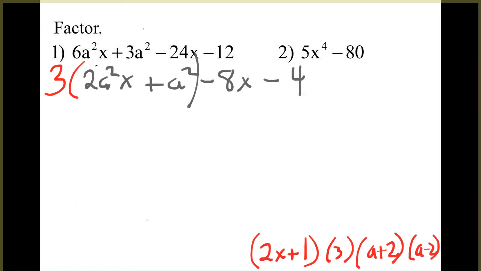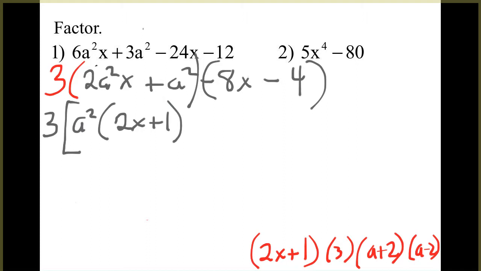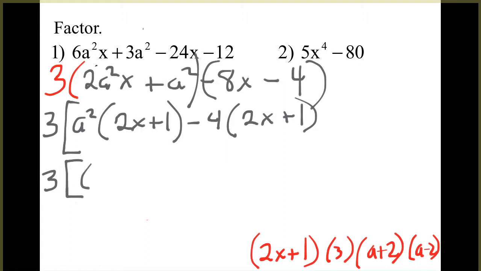Okay, so now I'm factoring by grouping. I'm going to pull out another a squared, so I've got my 3, and now I'm going to pull out my a squared, and what I'm left with is 2x plus 1, and I'm going to pull out my negative 4, and what I'm left with is 2x plus 1. So we have our 3 times 2x plus 1 times a squared minus 4.